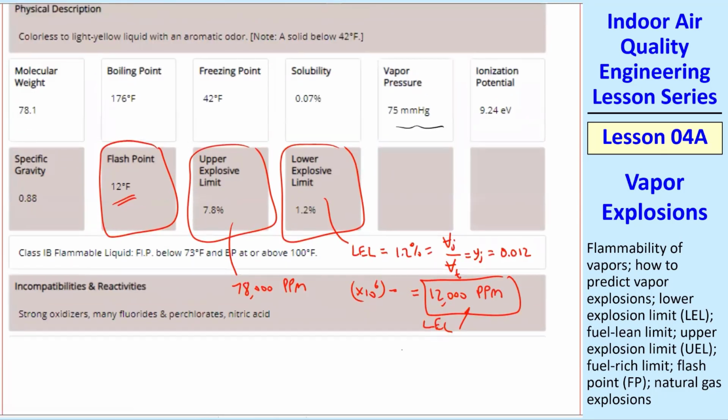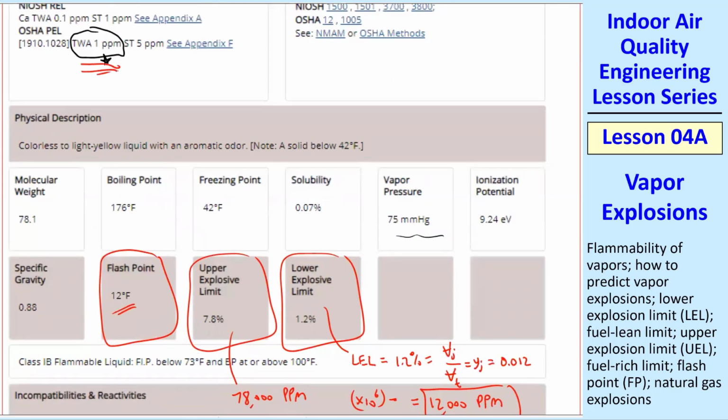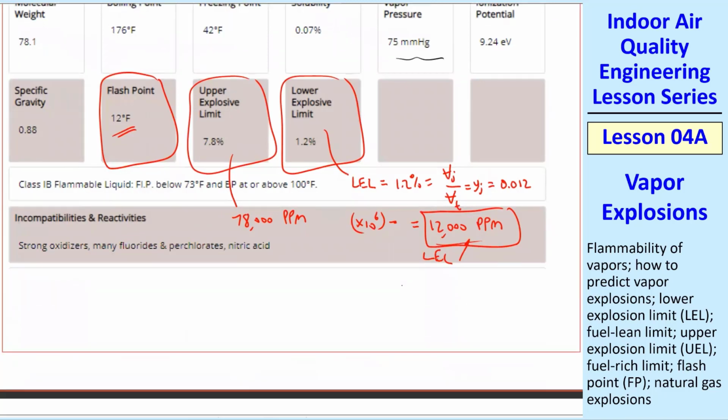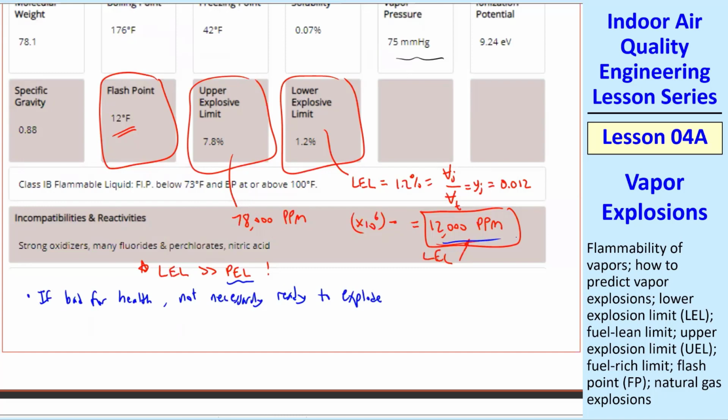I just wanted to compare also to the PEL. The PEL is 1 ppm, the LEL is 12,000 ppm. So here we see that the LEL is much, orders of magnitude greater than the PEL. And that's pretty typical for these chemicals. So we can make two comments here. If it's bad for your health, you don't want to be breathing. In other words, if the concentration is above the PEL, then it's not necessarily ready to or able to explode. In fact, it's a long shot, very much for this particular chemical.